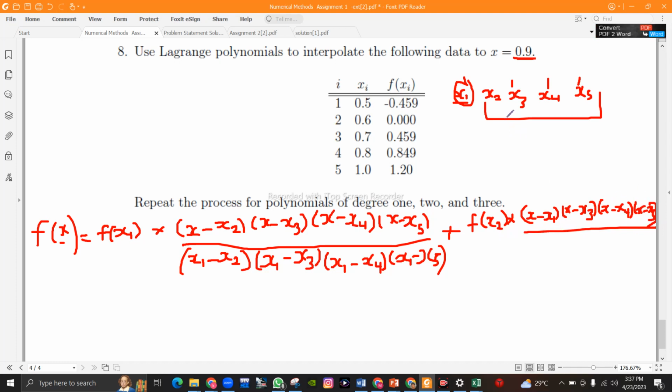Now that x2 that we're interpolating against, we use it against every other value. That will be x2 minus x1, also x2 minus x3, also x2 minus x4, also x2 minus x5. Just know what is there: x2 minus x1, x2 minus x3, x2 minus x4, x2 minus x5.